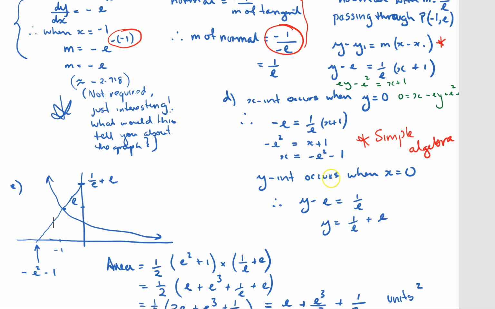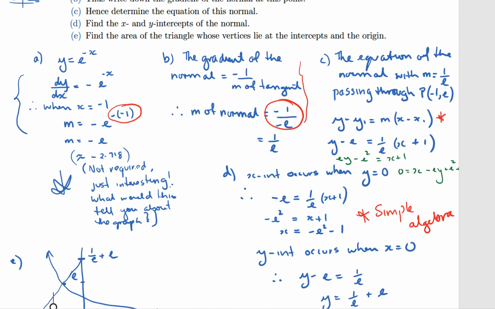So we know that this normal would cut the y-axis at a bit over 3. This one, x, what does it mean, negative e squared minus 1. Well, let's say that e is 3, square it is 9, so it's negative 9. Subtract another one, we're down at about negative 10. Now, that is going to be helpful for the next question.